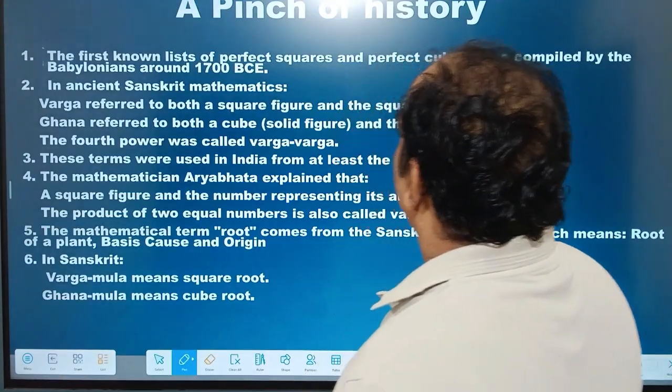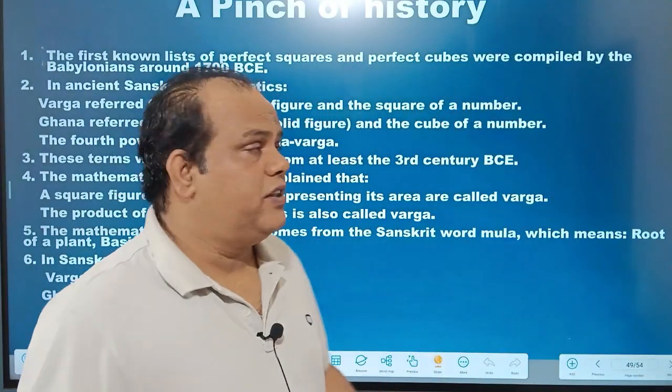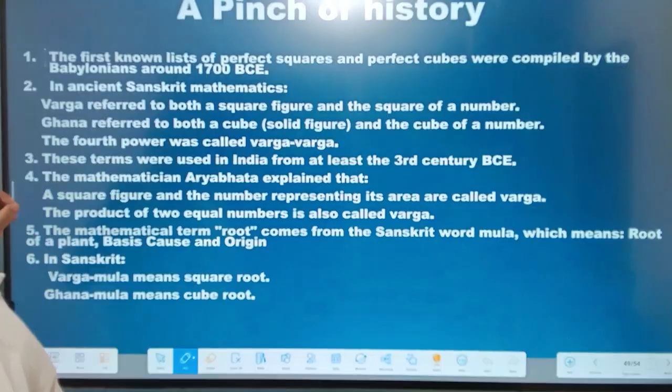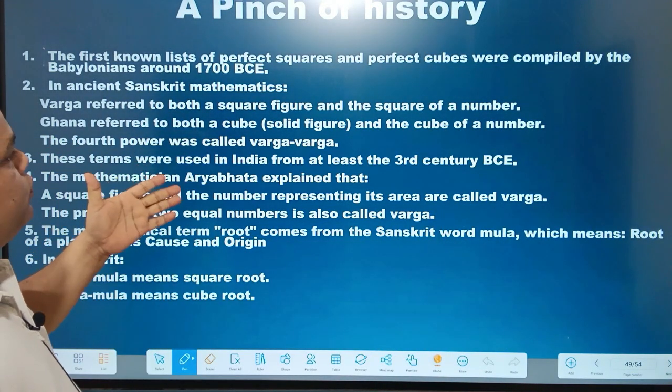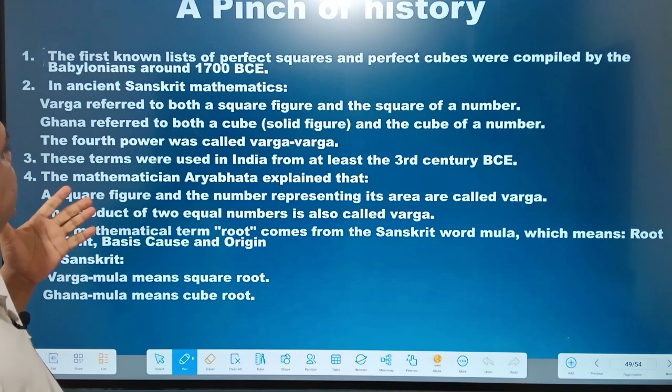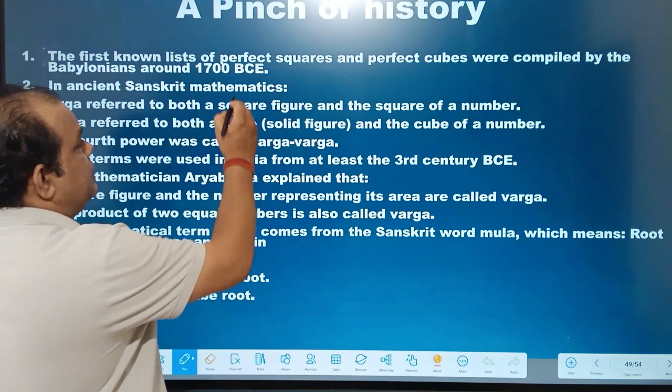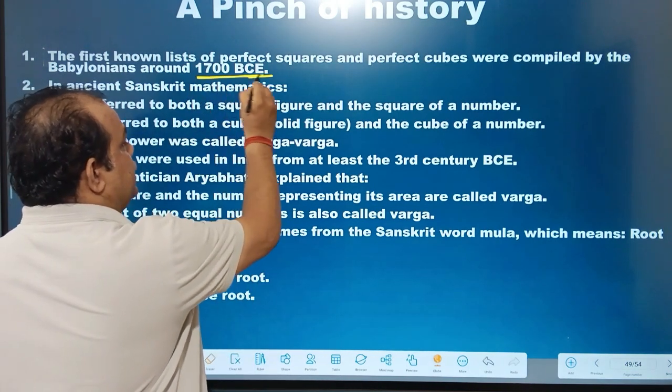Okay, now a pinch of history. What is the history behind them? The first known list of perfect squares and perfect cubes was compiled by the Babylonians around 1700 BCE. Just think of the time.